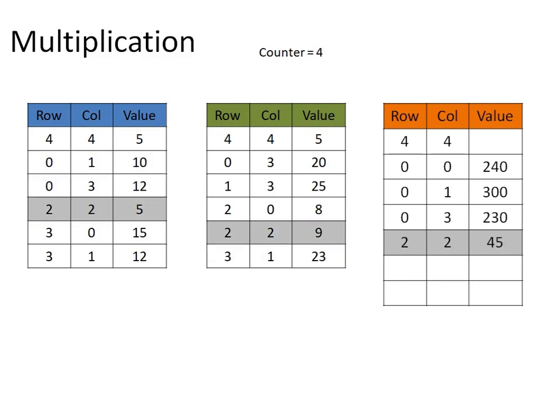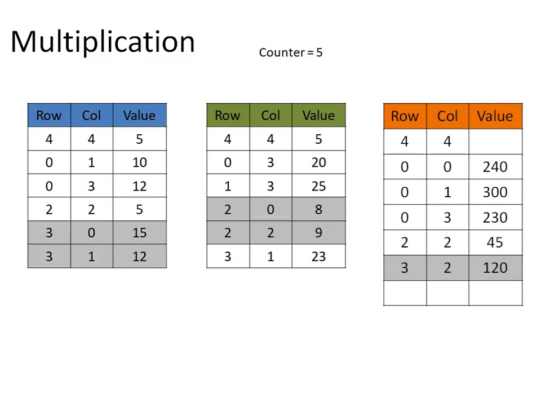For the second row of the first matrix, we have a single entry at column 2. And also in the second matrix, we have only one entry in the second column corresponding to the second row. So basically it's a match. Thus at index position 2, 2, the value comes out to be 45. That is 5 cross 9.